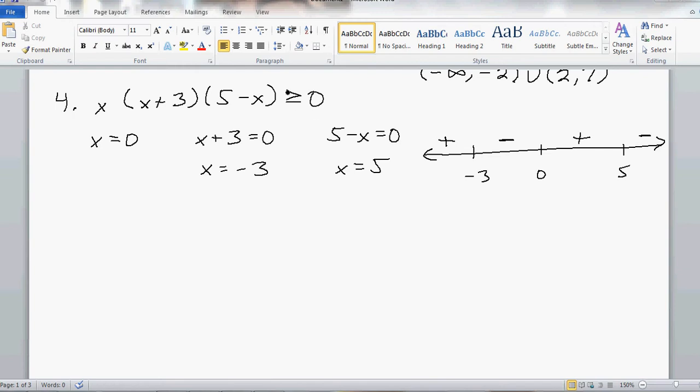And we need to know where it is greater than or equal to 0. In other words, where is it positive? So from negative infinity up until negative 3, and then from 0 to 5. Well, the equal to part means any place there's a number, we can actually put it inside brackets, but we never put the infinity inside brackets.